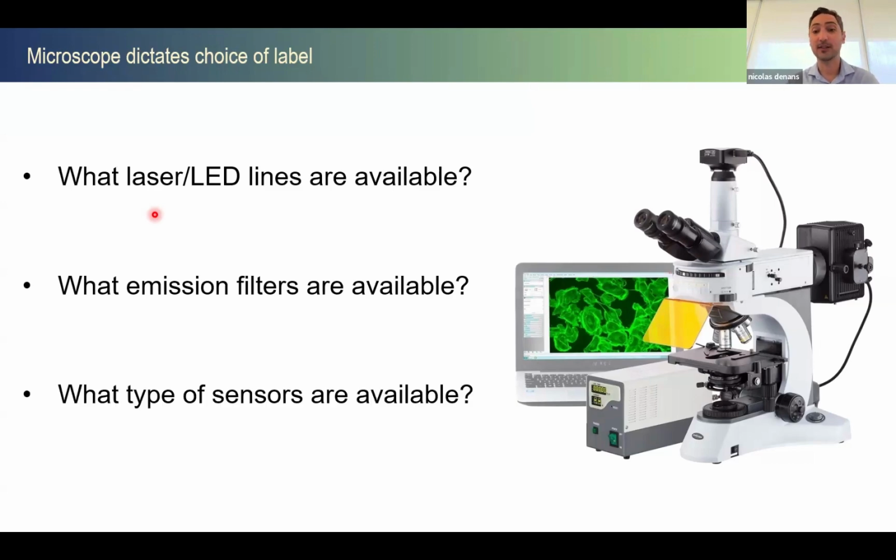And finally, what type of sensor do we have? Do we have specific cameras that have a wide range of sensitivity or a lower range of sensitivity? Some cameras are better, for instance, at collecting in the green, and some cameras are better at collecting in the red or in the far red. So it really depends on what is available to you. That's the kind of question you need to ask yourself if you have your own microscope, or the microscope manager if it belongs to a core facility.